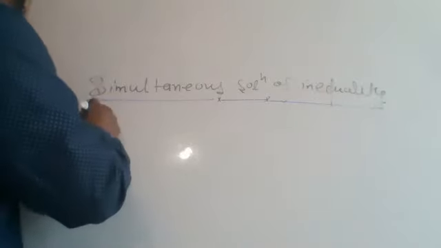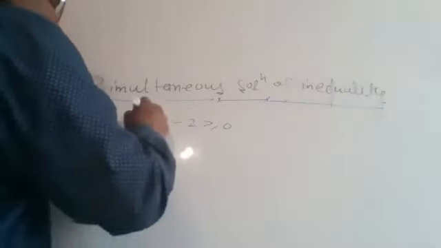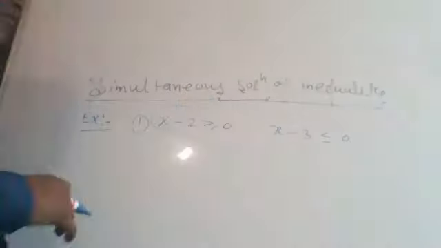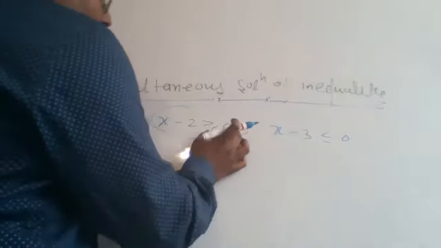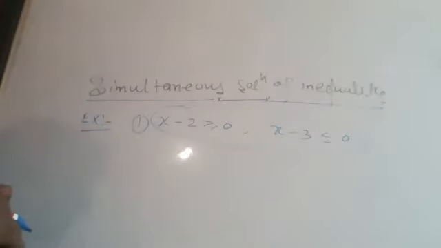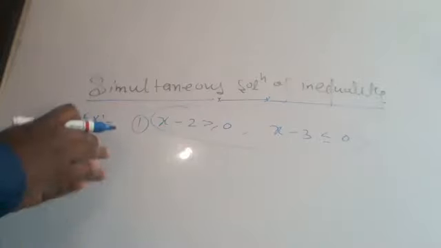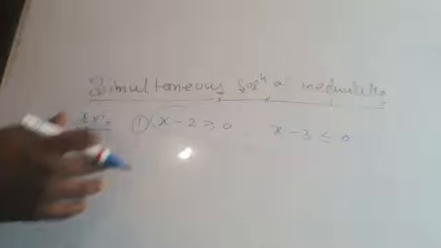Let me solve this inequality: x minus 2 greater than or equal to 0, very simple, and x minus 3 less than or equal to 0, simultaneously. If anyone asks to find the simultaneous solution of the inequalities x minus 2 greater than or equal to 0 and x minus 3 less than or equal to 0, then till now we solved inequalities individually. Now we are going to solve the inequalities together to get the simultaneous solution.